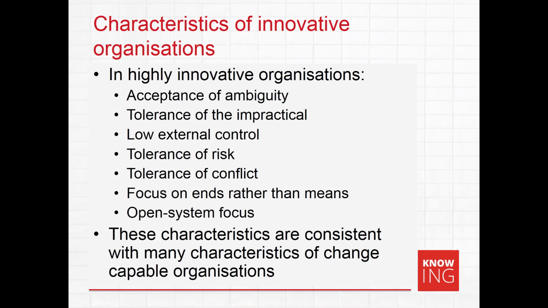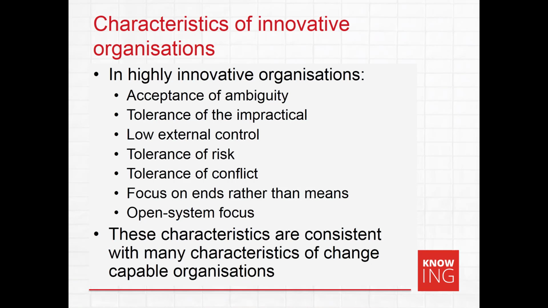As we can see on this slide, highly innovative organisations accept ambiguity well, can tolerate impractical answers, have minimal policies or regulations to control the organisation, encourage employees to take risks, and develop diverse opinions that may conflict with each other. Innovative organisations have clear goals and support their staff to develop their own ways of achieving those goals. And finally, innovative organisations have an open system focus that can rapidly respond to changes that occur in the environment.